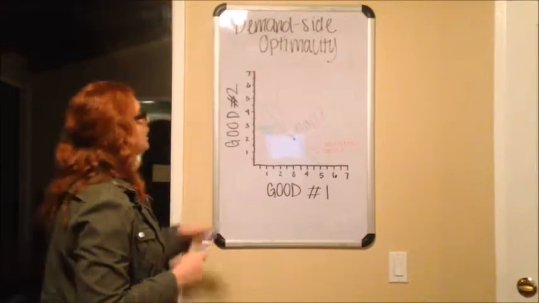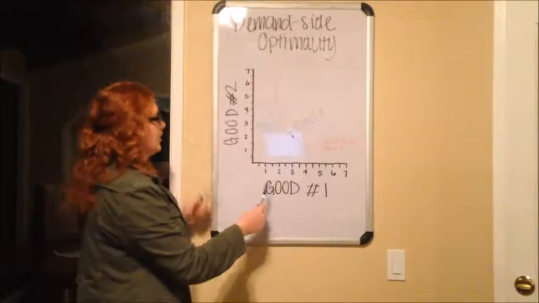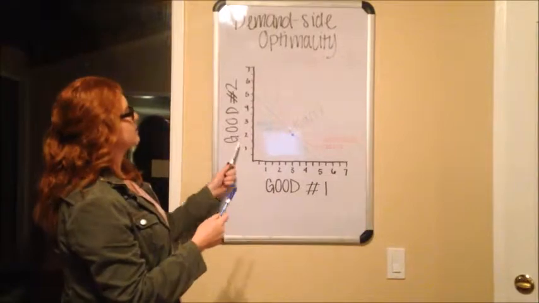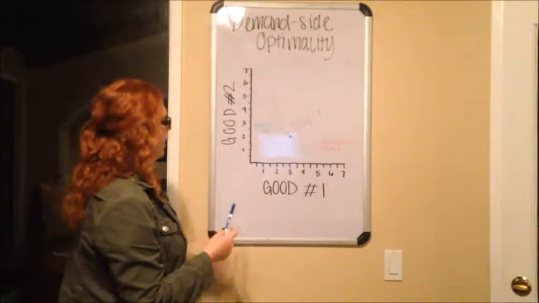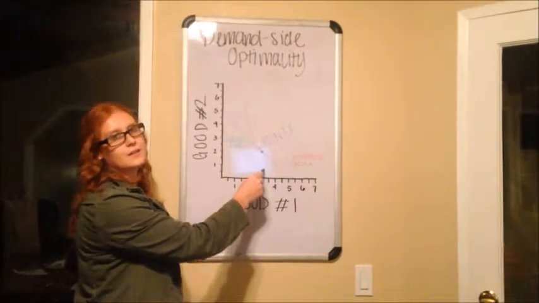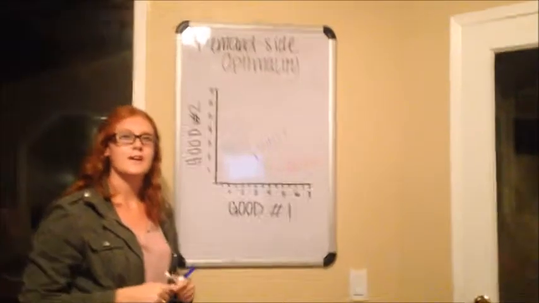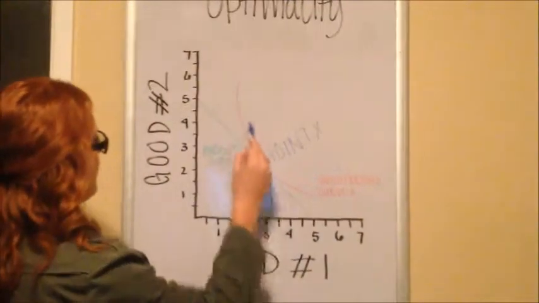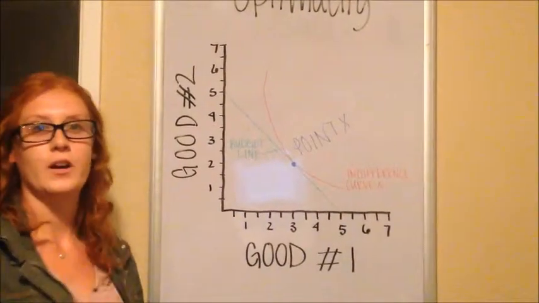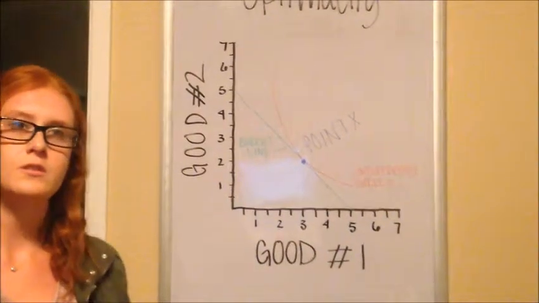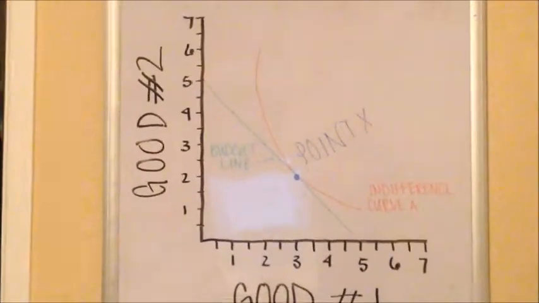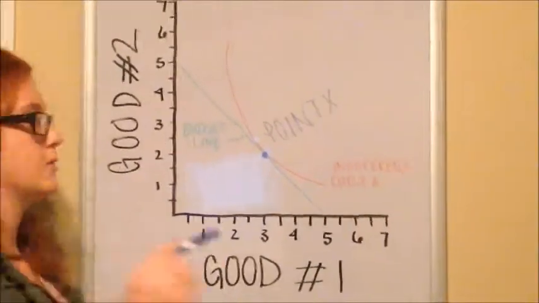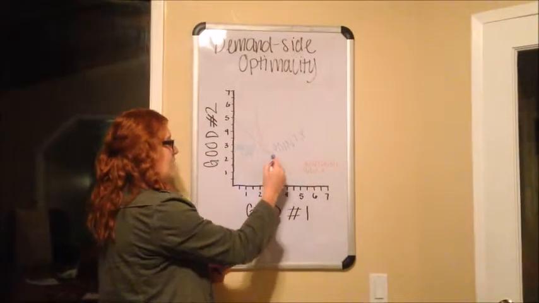Optimality. Here's our graph that we drew. Our x-axis represents good number 1, and our y-axis represents good number 2. The green line is our budget line, and a budget line is the combo of goods that has the same amount of spending. And our red line is our indifference curve, which is the combo of goods that results in the same total utility. The optimal point that we're trying to get to is represented here, the blue point, as point X.